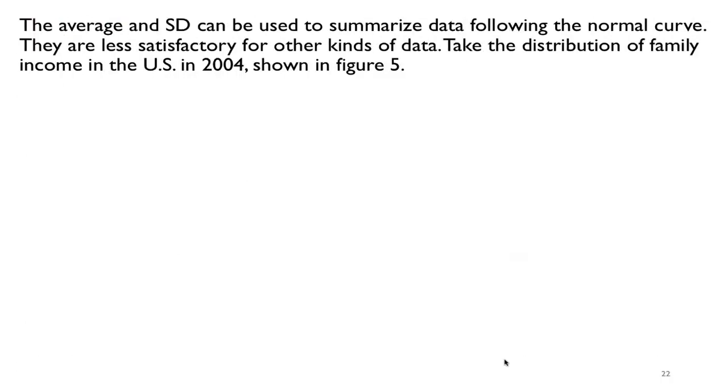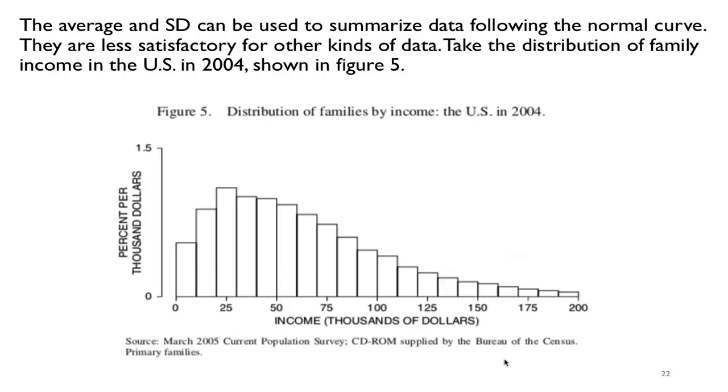Okay, the average and the SD can be used to summarize data if it follows the normal curve. But there are some distributions that don't follow the normal curve. For example, income doesn't follow the normal curve. Here's a data set from 2004. If I look at this, this is not the normal curve. It's not symmetric around some center. It actually has a long tail here.